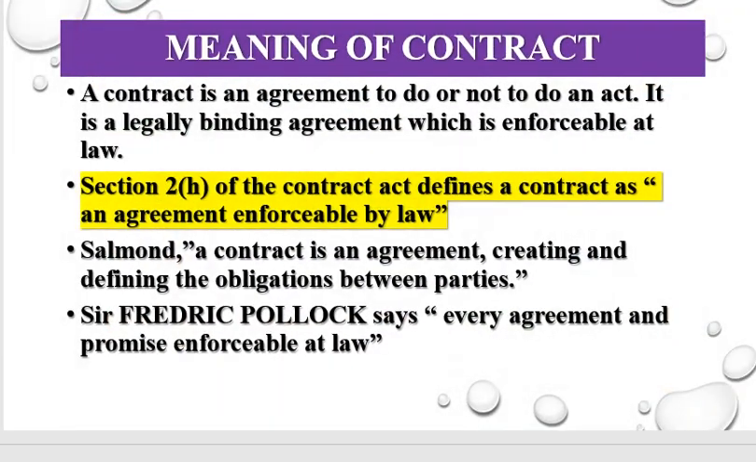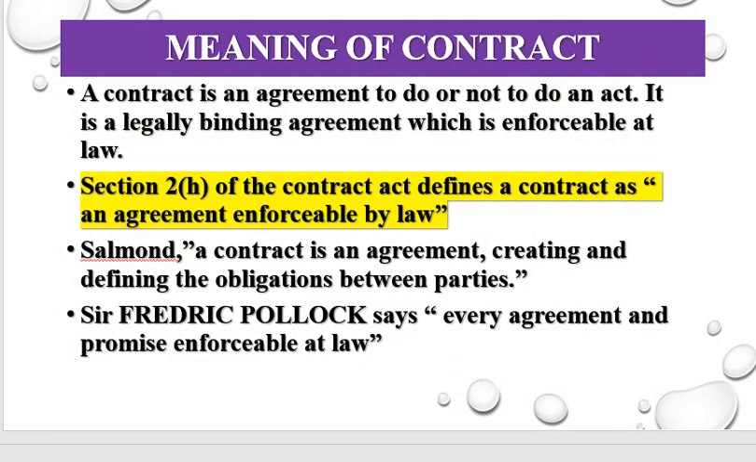First of all, we should be clear about the meaning of the contract. Contract is an agreement to do or not to do an act. Contract is a legally binding agreement which is enforceable at law. It means there should be two parties, and if one party breaches the terms of the contract, the other party has a legal remedy. It could go to the court and sue the party who violates the terms of the agreement. Section 2(h) of the Contract Act defines a contract as an agreement which is enforceable by law.